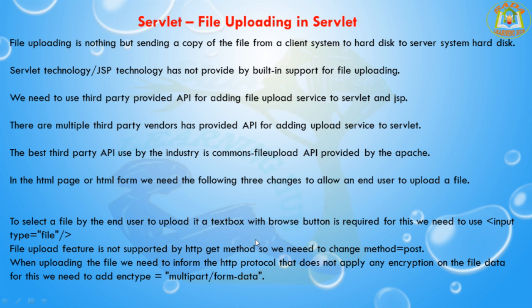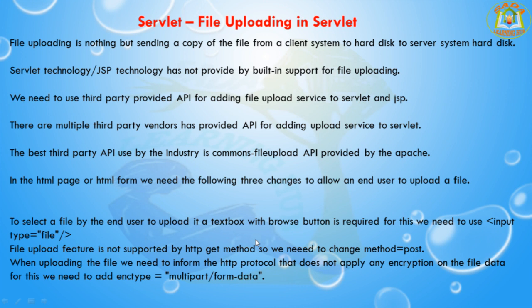The best third-party API used by the industry is the Commons FileUpload API provided by Apache. Here the best API to upload our files is the Commons FileUpload API. It is provided by the Apache Software Foundation.